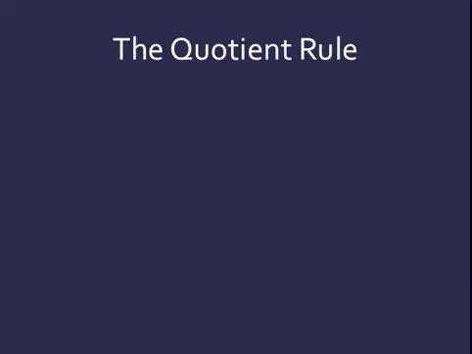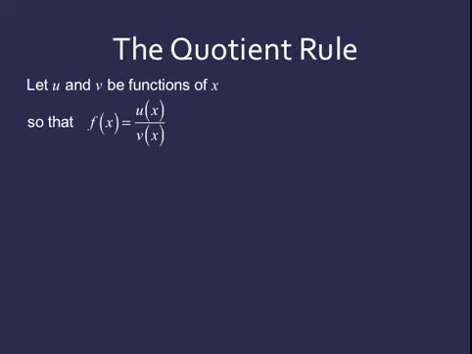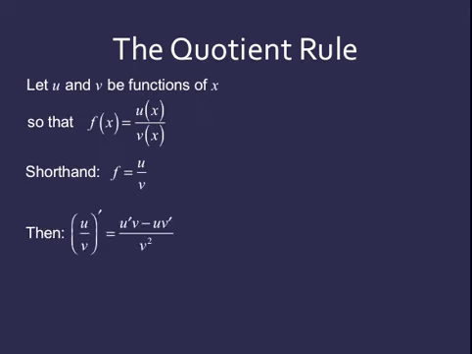We can now move on to the quotient rule. As before, we let u and v be functions of x, and in this case, f of x is equal to u of x divided by v of x. Our shorthand way of defining this is f is equal to u over v. Then the quotient rule states that the differential of u over v is equal to u dash v minus u v dash all over the second term v squared.